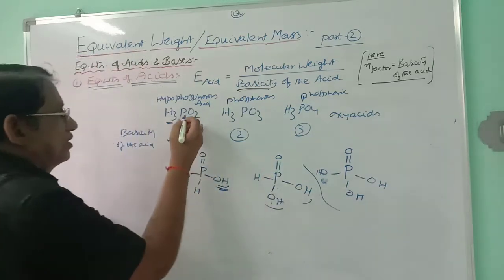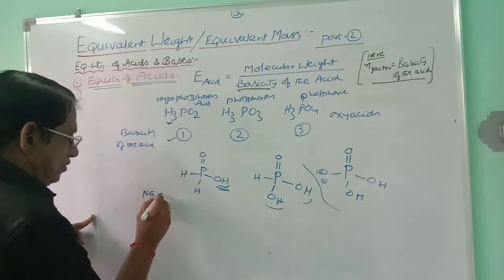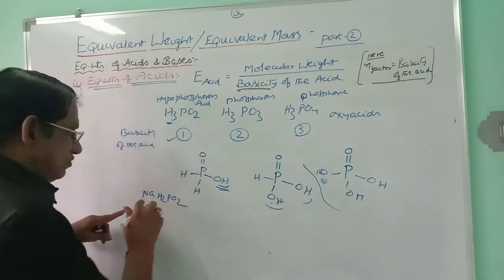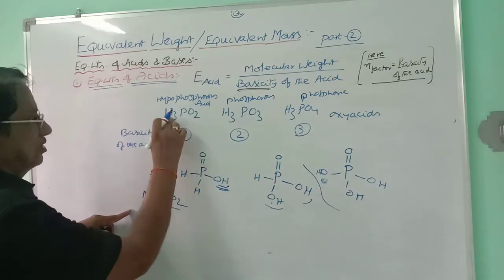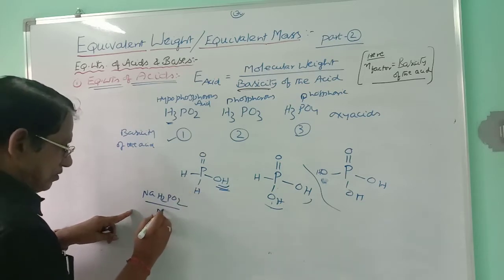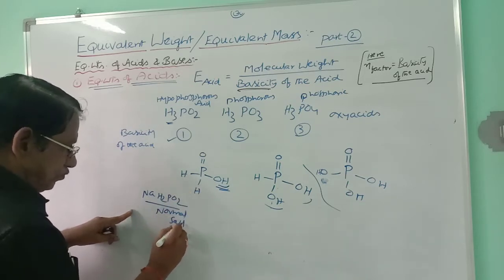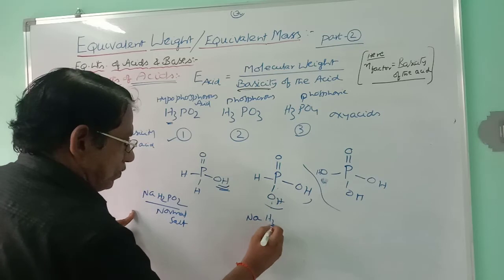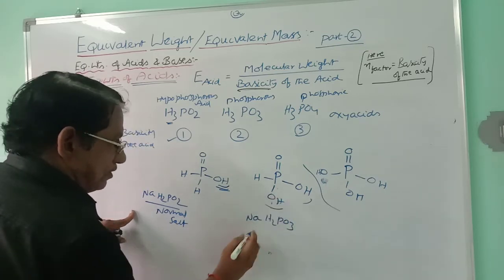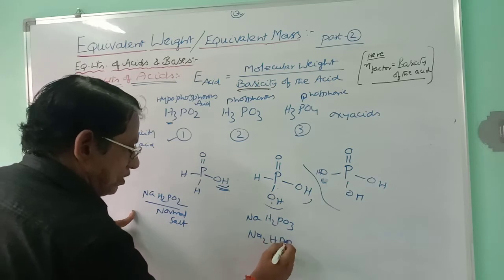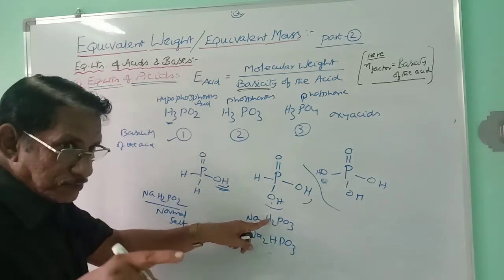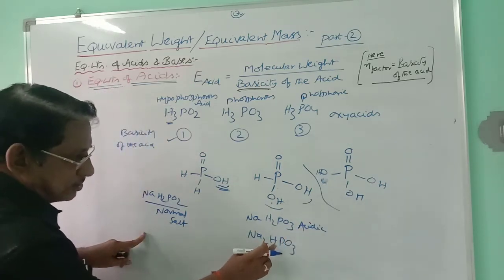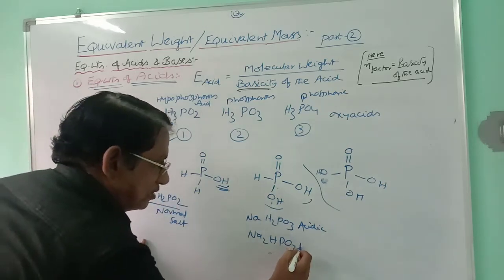And here, if you take sodium hydroxide, you will get NaH2PO2, sodium hypophosphite. These two hydrogens are not acidic, and so this is a normal salt. And if you take here, 1 H is replaced by sodium, NaH2PO3. Other hydrogen also replaced by sodium, Na2HPO3. This is still having one replaceable hydrogen, so this is an acidic salt. And this hydrogen cannot be replaced because it is directly attached to phosphorus, no acidic character, and so this is a normal salt.